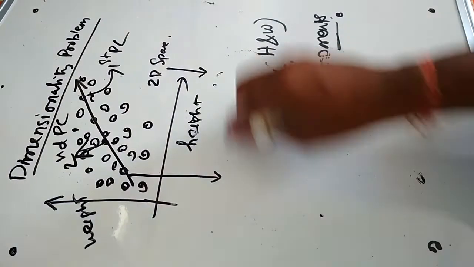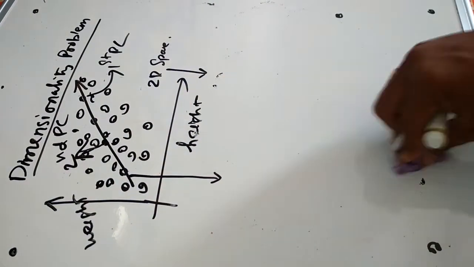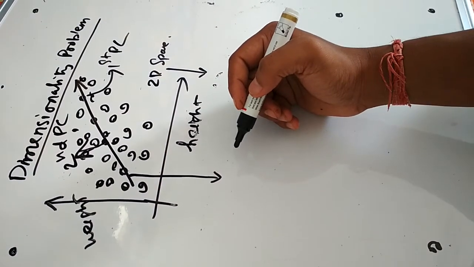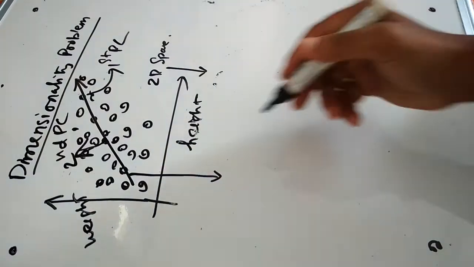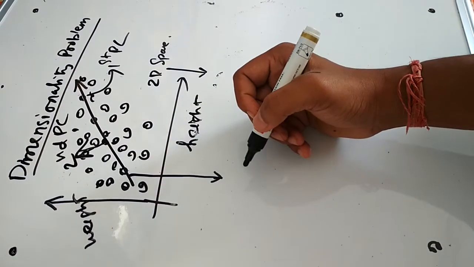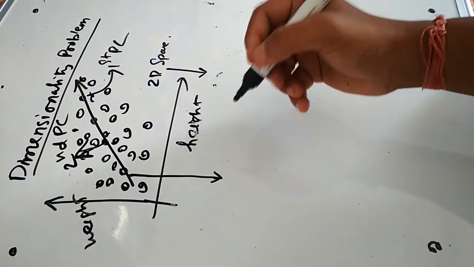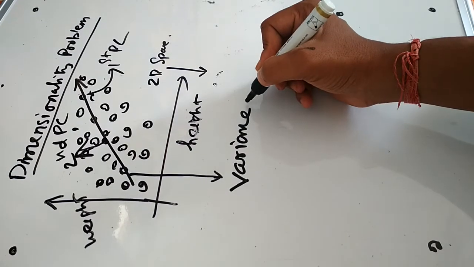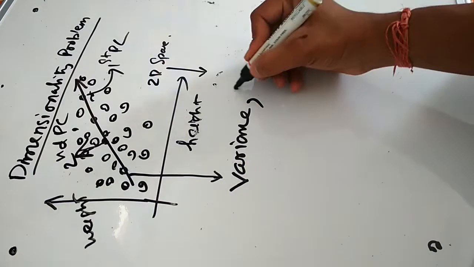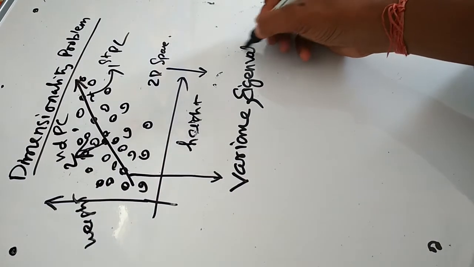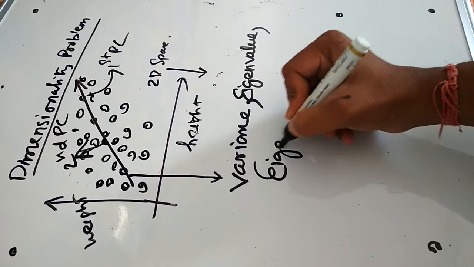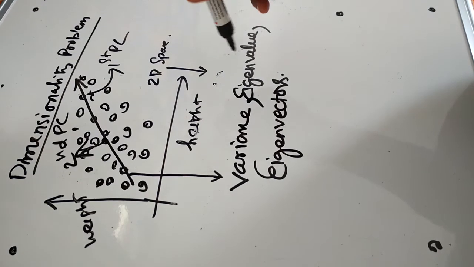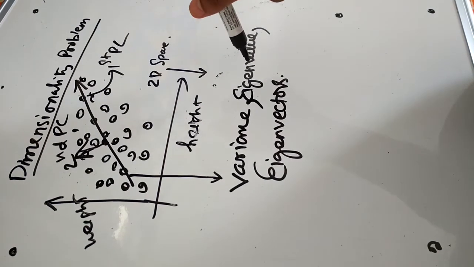So the main problem here is to design the first PC. Let's see. For the first PC we will use terms called variance, eigenvalue and eigenvectors. So here we can see what the variance, eigenvalue and eigenvectors are.